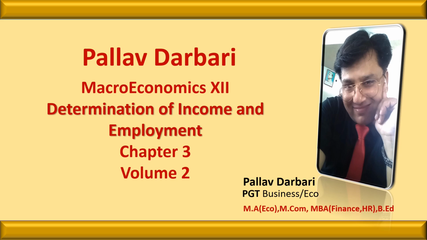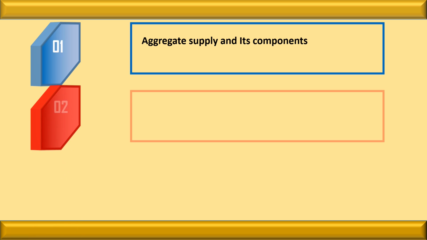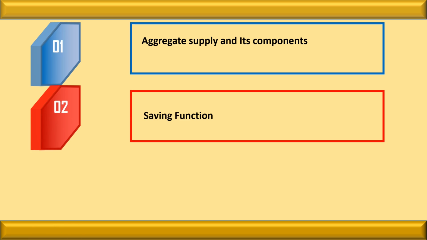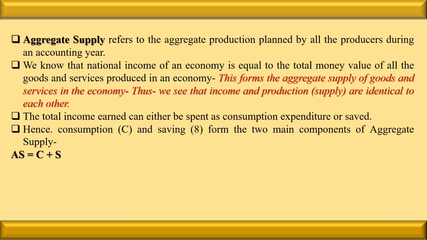In this video, we will discuss Macroeconomics Class 12th, Determination of Income and Employment, Chapter 3, Volume 2. We will discuss aggregate supply and its components, saving function, and propensity to save. Let us start the class with the meaning of the aggregate supply.